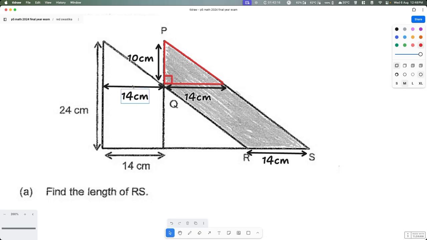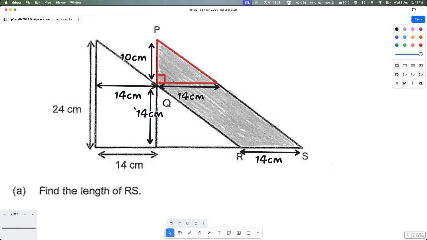Okay, so from here, PQ is 24 centimeters. So what do you think this one will be from the Q section all the way to the base? So this will be 24 minus 10. This will also be 14. Okay, just to give a good sense of what this is, this is also 14 centimeters because 24 minus 10 is 14 centimeters.